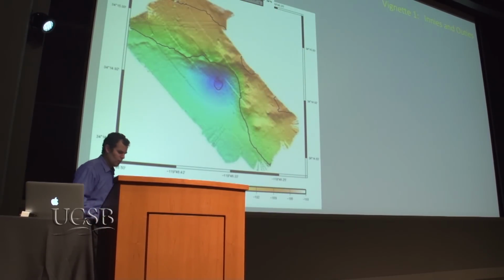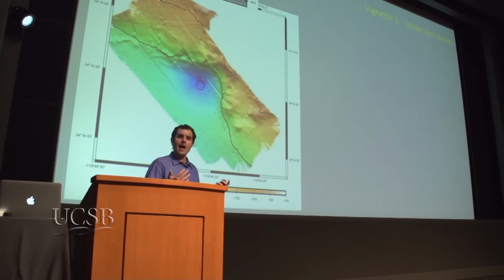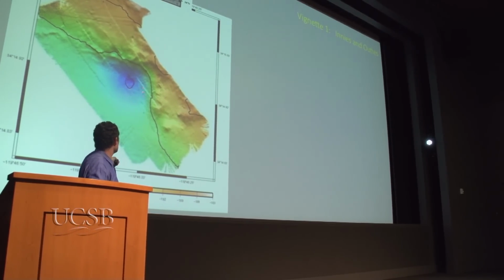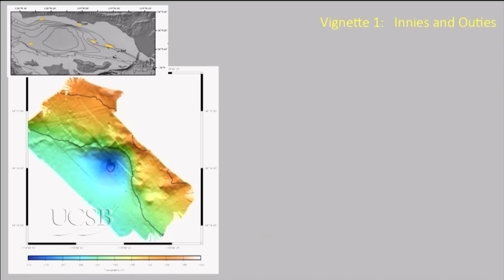So this is what it looks like in a high-resolution map as captured by the autonomous underwater vehicle. It's really a fairly smooth pit structure, about 30 feet deep. And so we were curious about what formed it and why it was there, and so we started to do additional mapping.